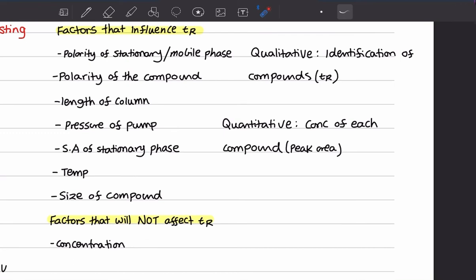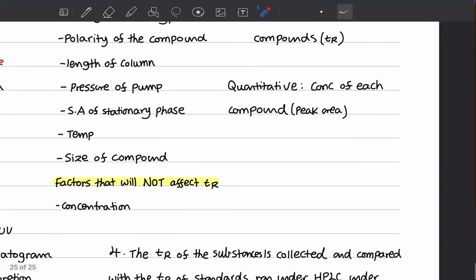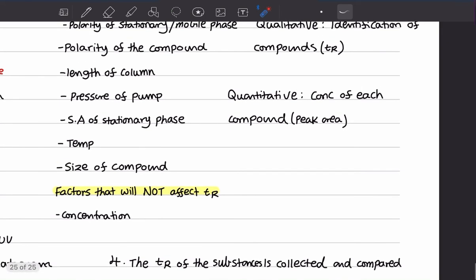And for temperature, you should know that at higher temperatures, the substances typically pass through at a quicker pace as there is a quicker exchange between the compound and the stationary phase, which results in a lower retention time. And obviously, if the compound was smaller in size, you'd expect it to generally have a lower viscosity and flow through the column more easily, hence resulting in a lower retention time. So that's basically all the factors that you're going to see that affect HPLC.